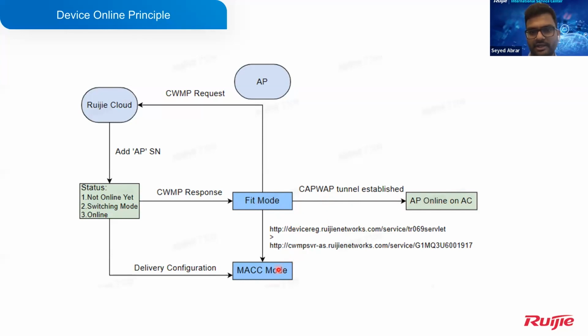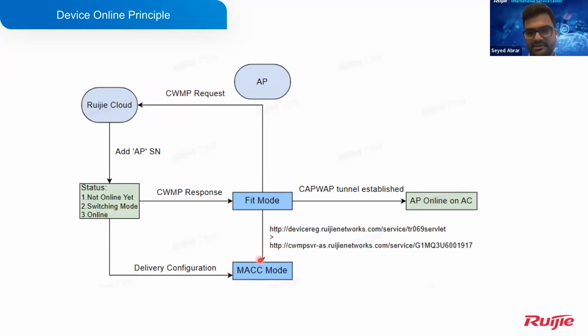If there is no AC in the network, it will convert from FIT mode into MAC mode when you get internet on the AP VLAN. Then you can see the progress of the AP on the cloud from the status, not online yet. Then it switches the mode from FIT mode to MAC mode, becomes online, and then delivers the configuration that we configured on the Reyee Cloud.